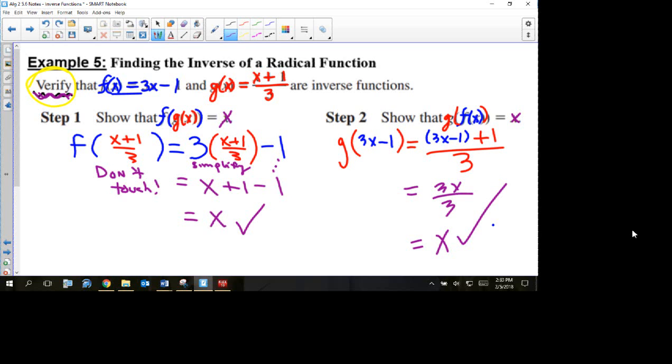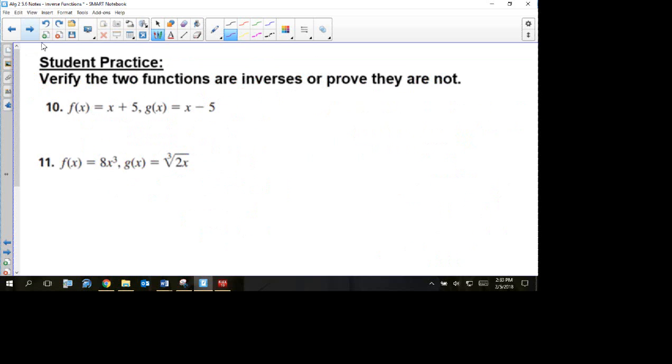Just that easy. Yeah. No. Your hand was. Okay. So that's what you're going to be doing on your assignment.